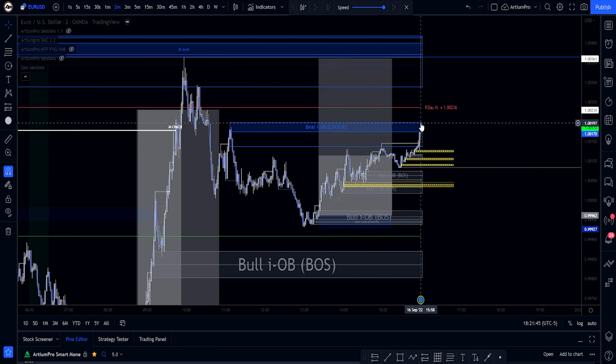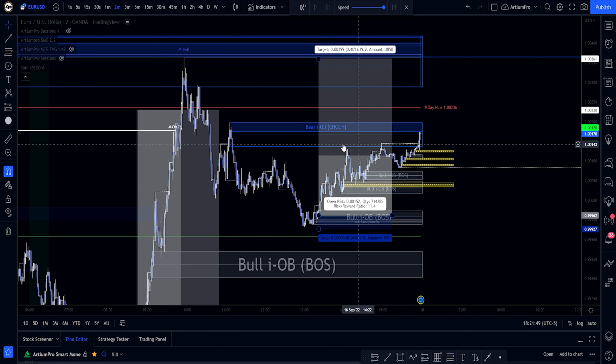So we're pushing up. We've entered the 50% mark, or over the 50% mark. We're over 50% mitigated on this bearish order block. It's an internal order block. You're not going to hold nearly as much value on these as you are your main order blocks.